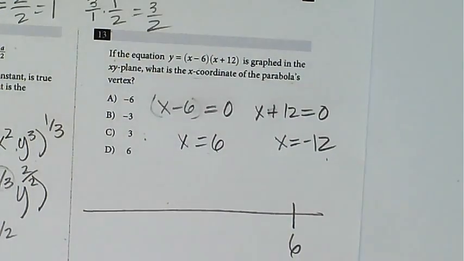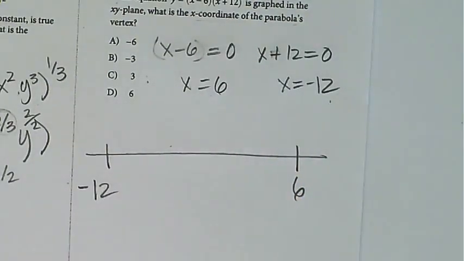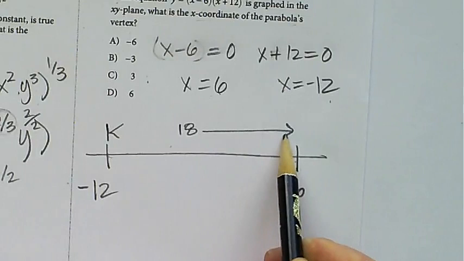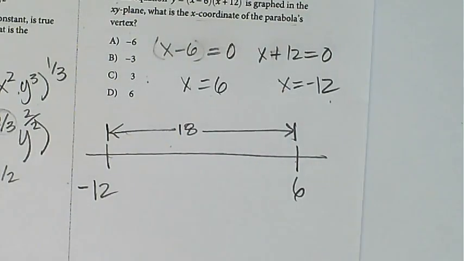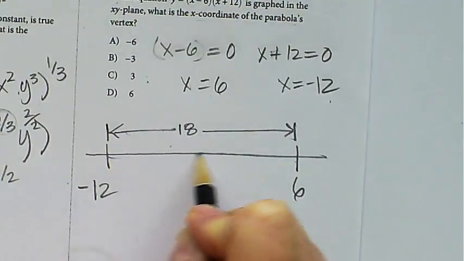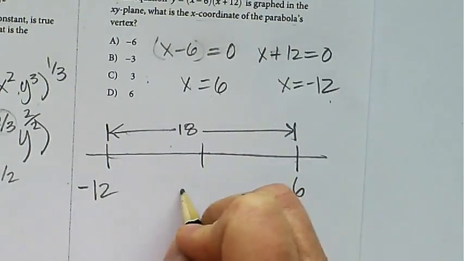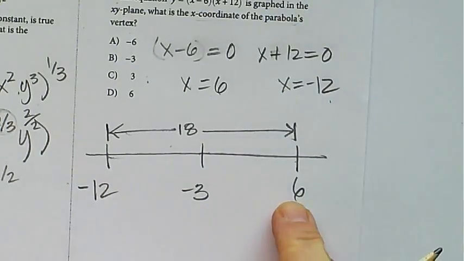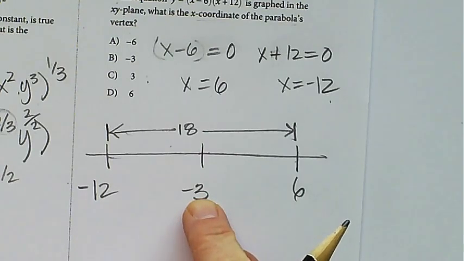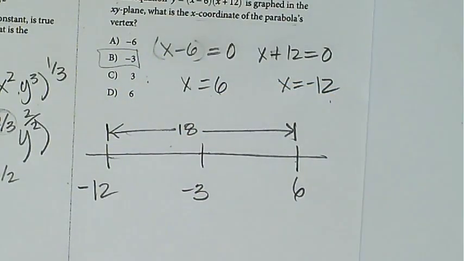Now, I'm writing all this out as much as you can skip when you're under pressure. Skip it. Okay, from negative 12 to 6 is 18. Half of 18 is 9. So I know my vertex is going to be 9 units over from 6 or 9 units over from negative 12. So whichever one is easiest for you to think about, that's going to be negative 3, because from negative 3 to 6 would be 9. From negative 12 to negative 3 would be 9. So that's all we had to do. So the x-coordinate would be negative 3.